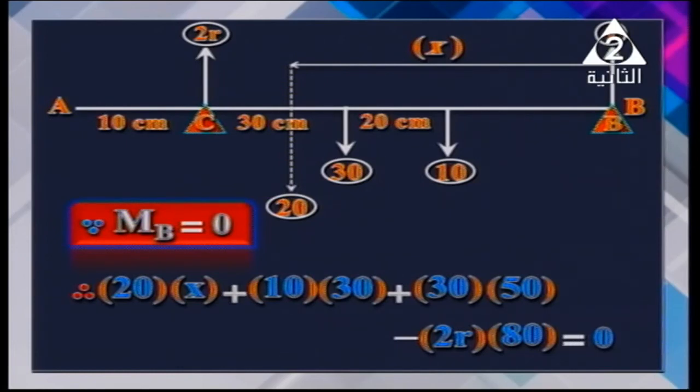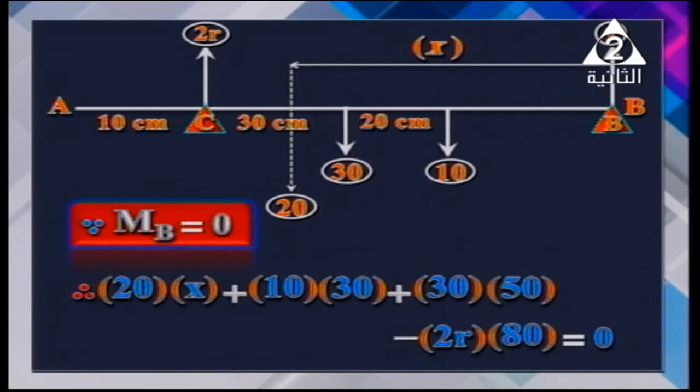Why is 2R negative? Because, my dear student, for the moment about D, look at the direction. 2R is in the opposite direction of the three forces 10, 30, and 20. 10, 20, and 30 are anti-clockwise with positive, but the support at C, its magnitude 2R, is clockwise with negative.